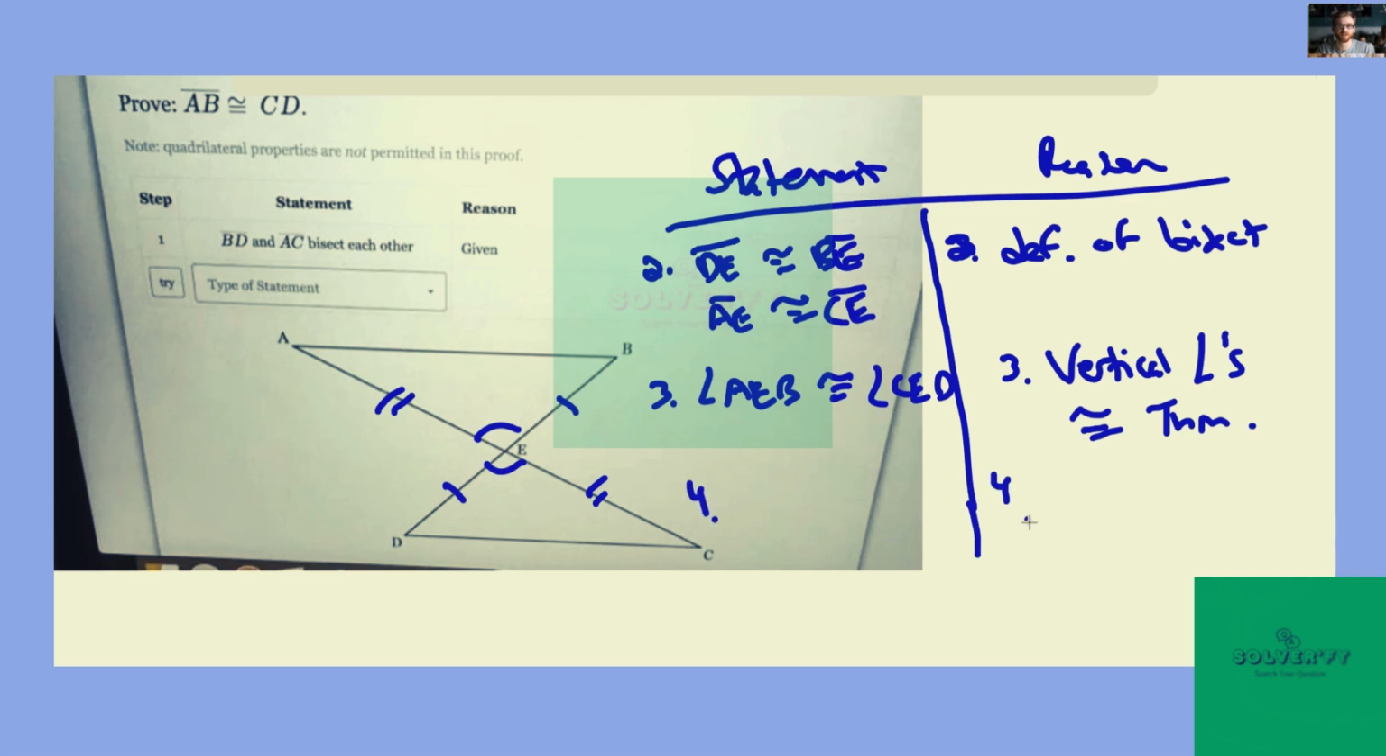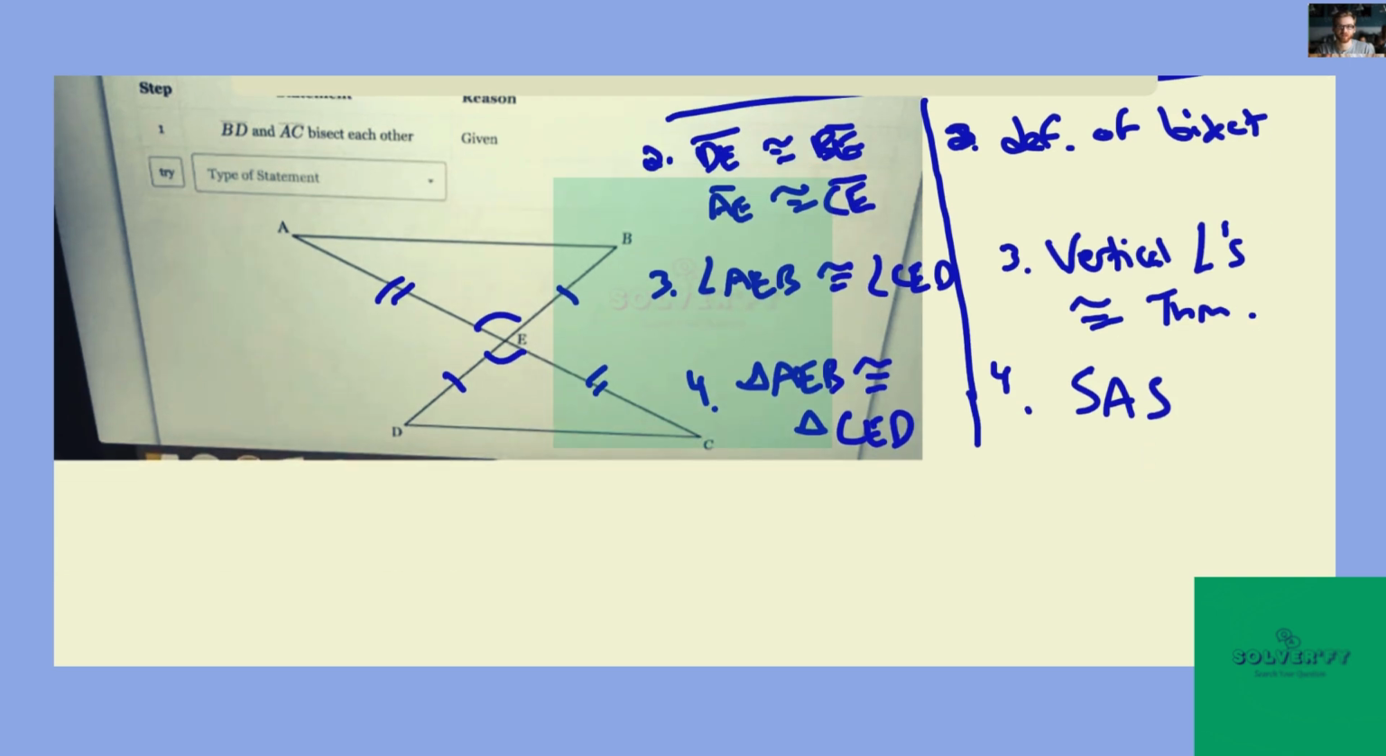What this does is allow us to say that the triangles, triangle AEB and triangle CED, must be congruent by side angle side. That should be a method you've learned to this point, but we have two sides and the included angles are congruent. So by side angle side, the triangles are congruent.